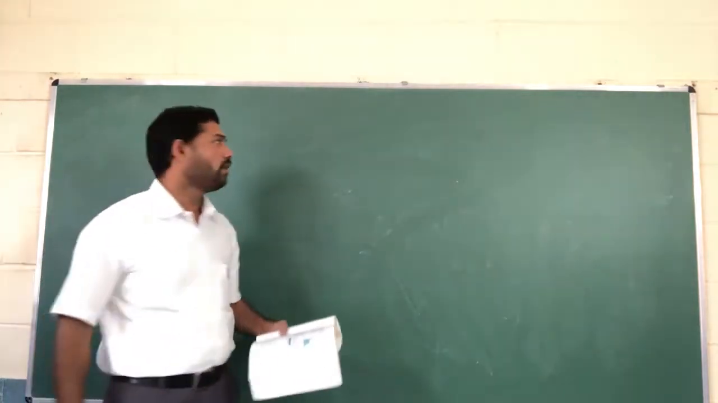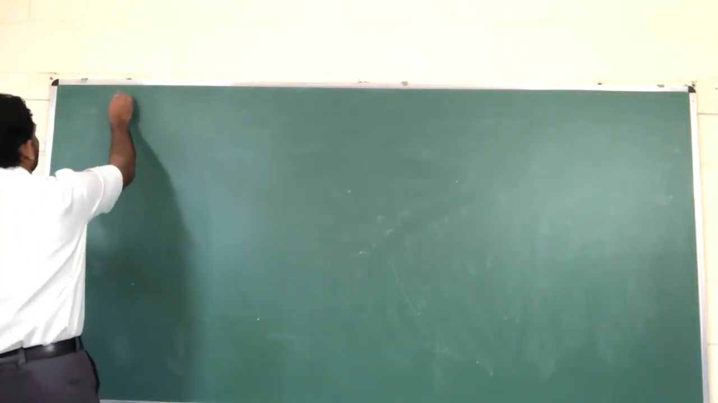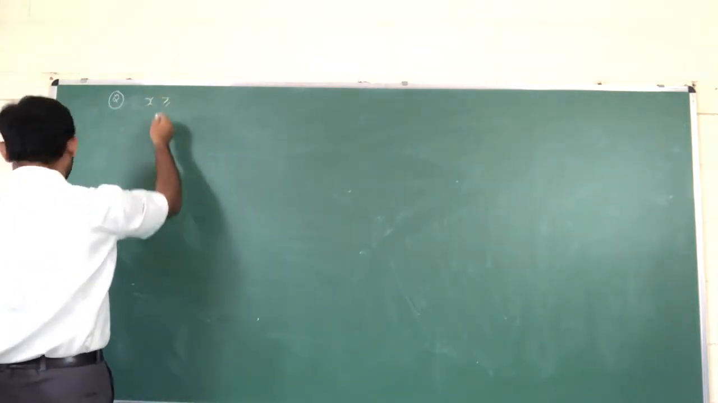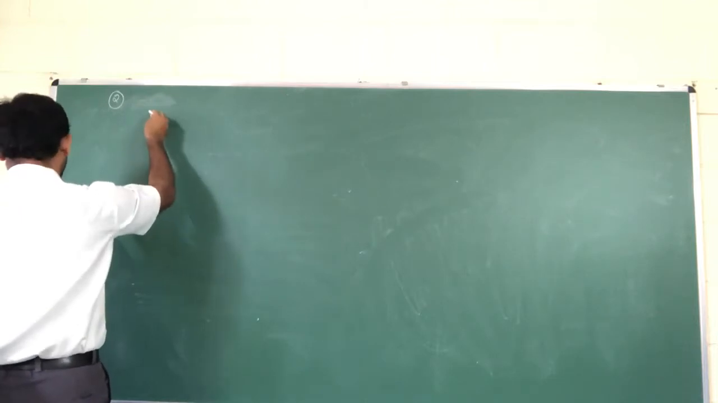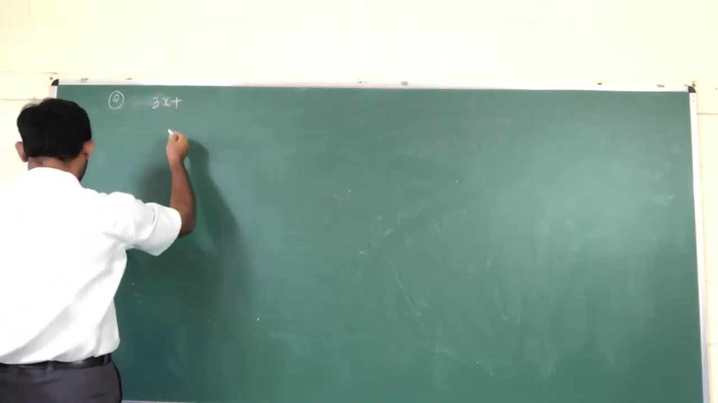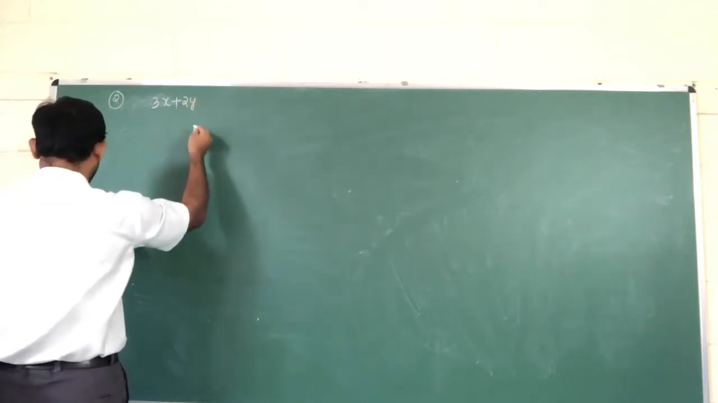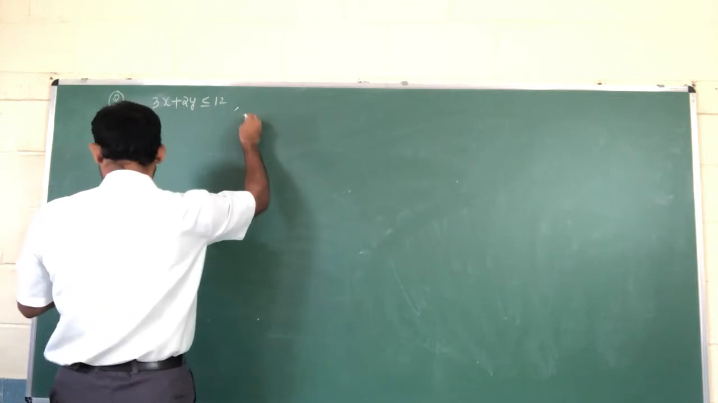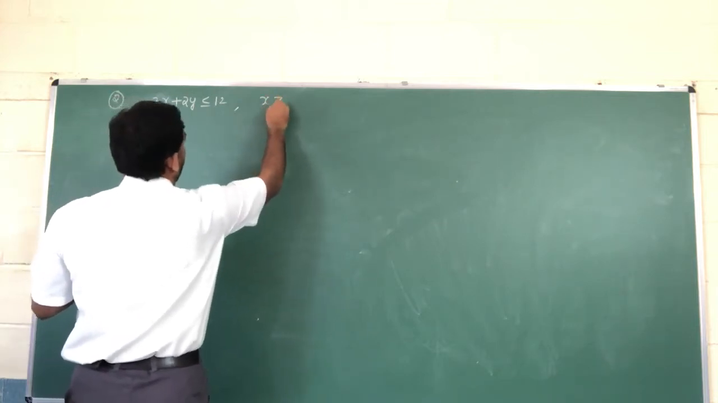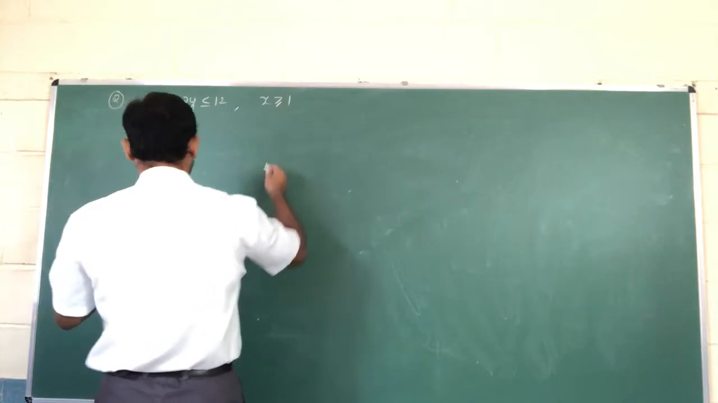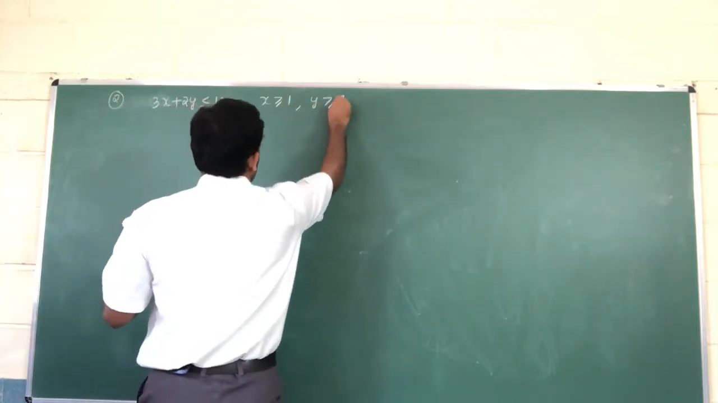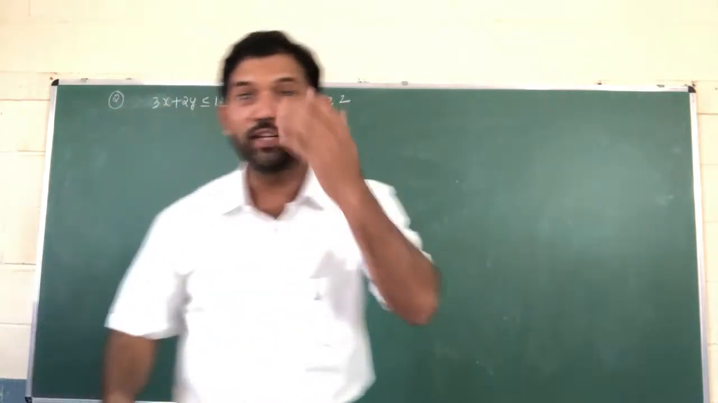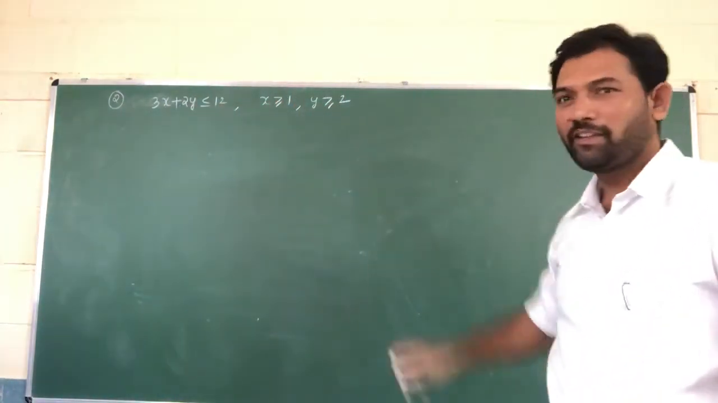So next question, the second one, you see. 3x plus 2y less than or equal to 12, comma, x greater than or equal to 1, next y greater than or equal to 2. In this problem, 3 inequalities are given.